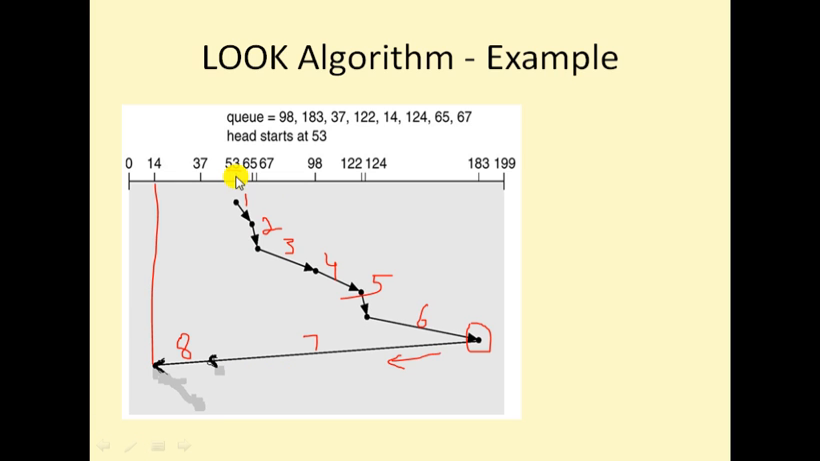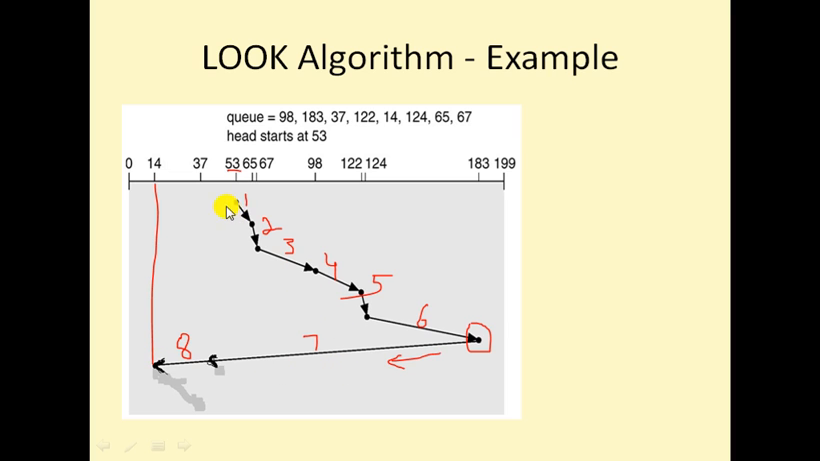Okay. So we are at 53. We are taking the direction where track numbers greater than 53 are available. Starting from 53, we move to the last request, 183. From this point it turns back and accepts all the requests in this direction, and it stops at 14. So it's a simple algorithm.